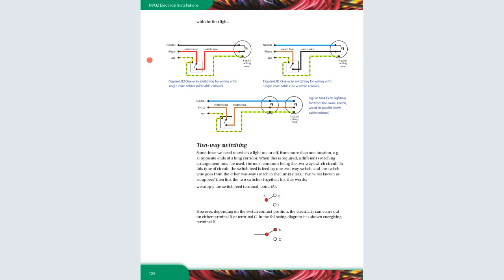When the neutral goes direct from the supply to the light, then the live has to go to the switch, and from there it is cut. The switch can be either a junction box or a switch. So the switch is here, and then the wire goes on to the light.